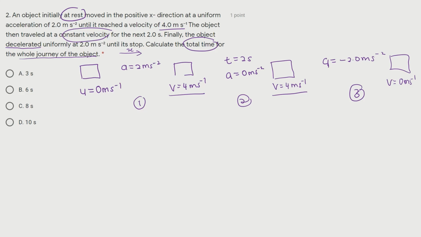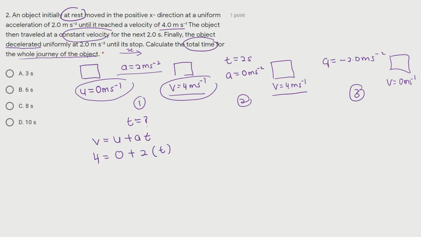How are you going to tackle this question? We look at them one by one. We're going to look at the first one. You have u, you have v, and you have the acceleration. So how can you find the time? You can use the formula v equals u plus at. v is 4 meter per second, u is 0, acceleration is 2, and time we are going to look for, and you will get time 2 seconds. So for the first situation you are done, and for the second situation you are done as well, because we already have the time, which is 2 seconds.